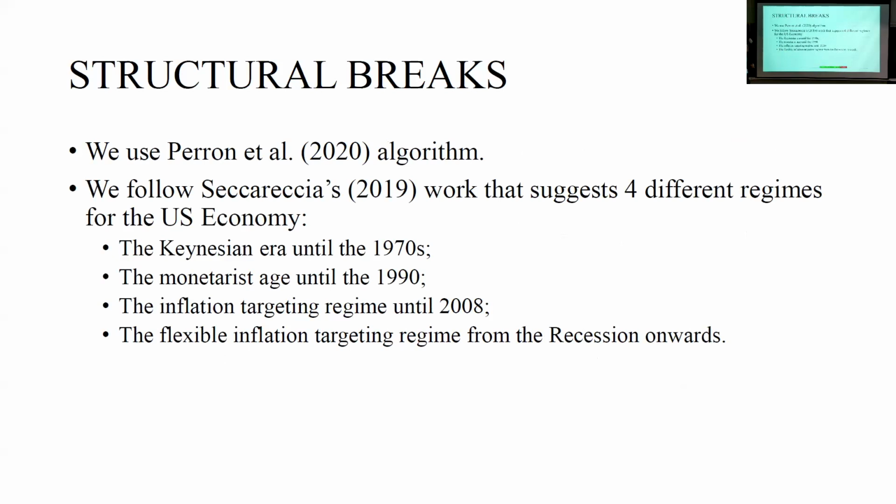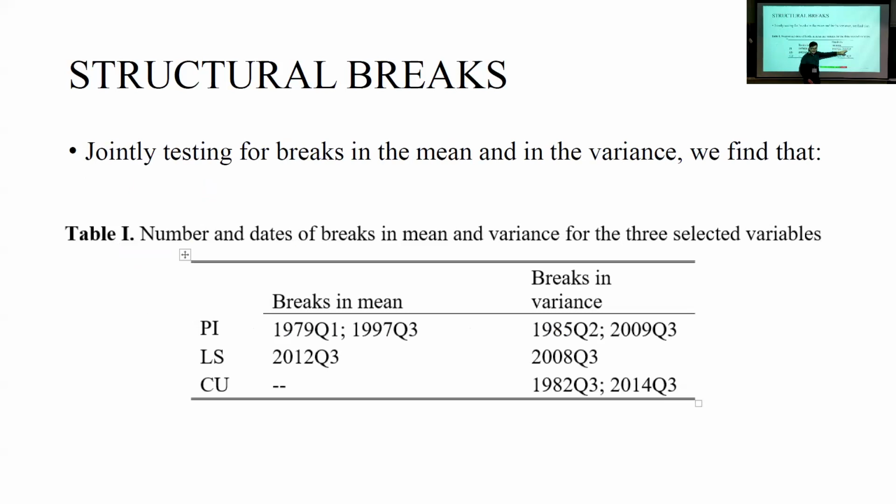Maybe there is something because there is a break in variance here in 2009, which quite coincides with the other date that Pani suggested. So maybe three regimes with breaks in the mean and the other regime with the break in variance. And one break in the mean for the labor share and no breaks in the mean for the capacity utilization.